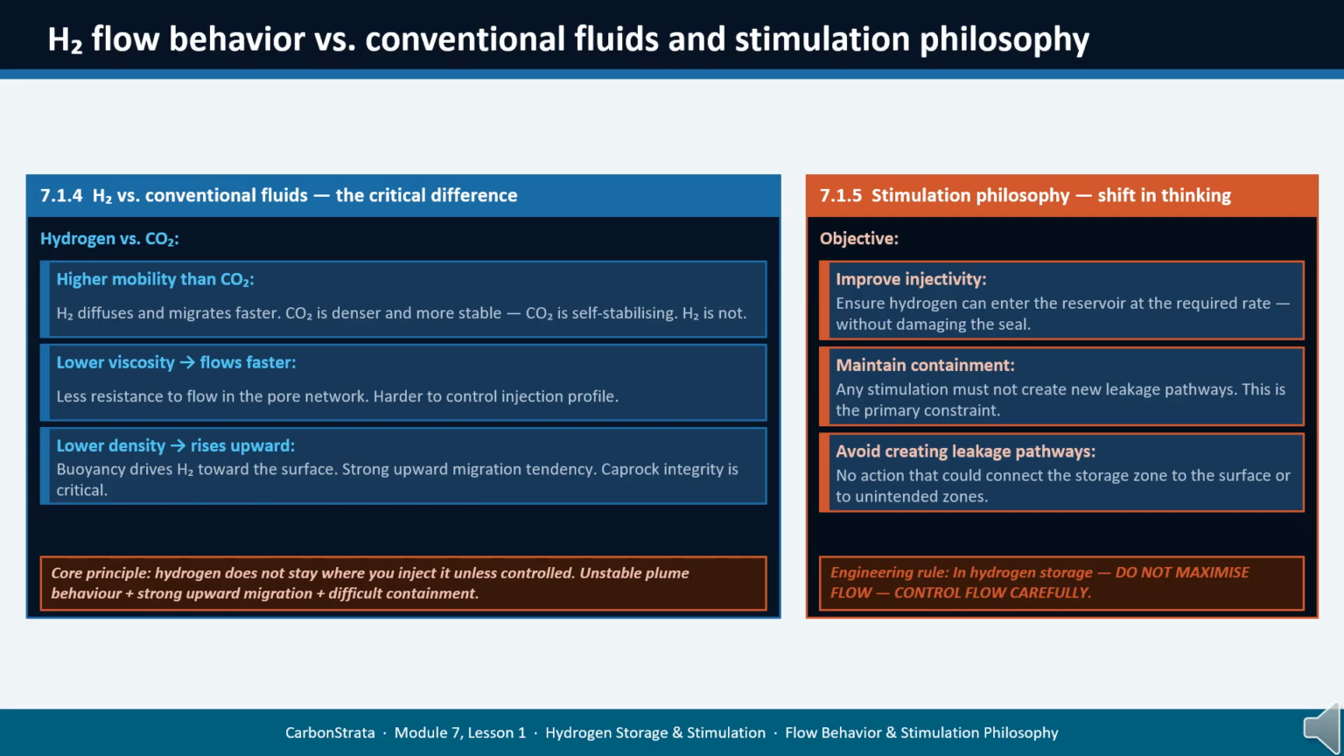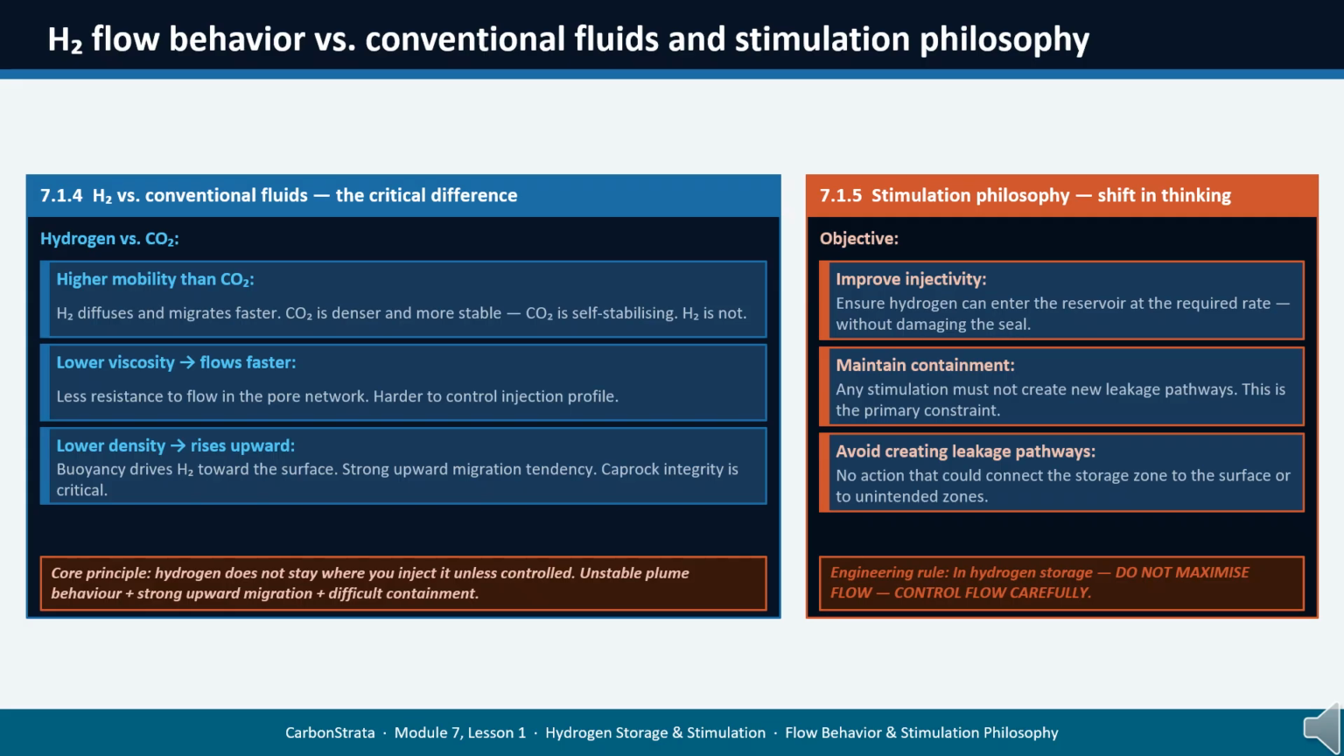There is another important point. The system continues to change. Mixing alters the fluid composition. Diffusion reduces the amount you can recover. Repeated cycling changes the reservoir structure and the behaviour of the seal. This leads to one key principle. Hydrogen does not stay where you inject it.